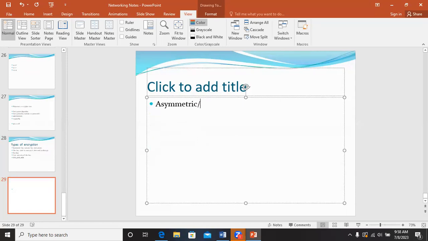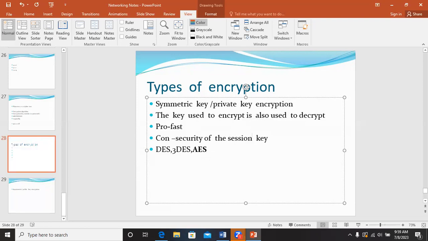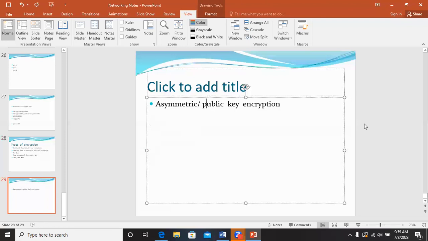Asymmetric encryption is also called public key encryption, all right? Now, the challenge in symmetric is: how do we get the key across? They call it the session key, the security of the session key. That is the key that we use to encrypt. How do we get it to the other party safely? Now, in asymmetric, some guys came up with the idea to solve that problem.